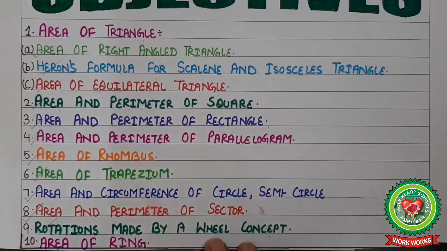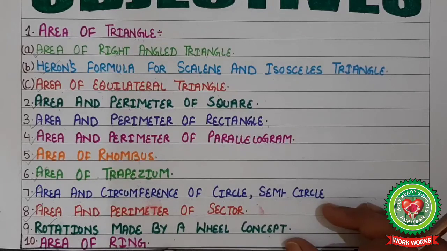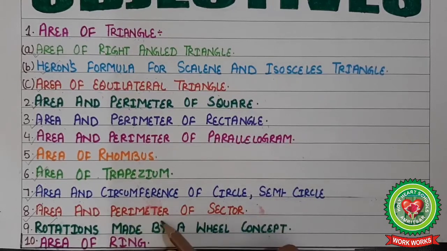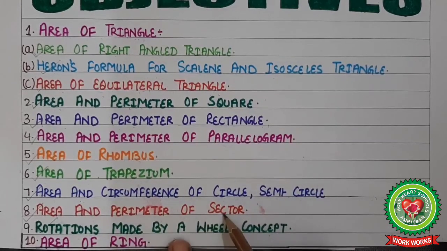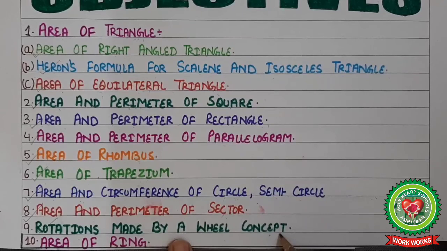Children, today we have done two concepts, that are area and perimeter of a sector and rotations made by a wheel. So children, I hope that these both concepts are clear to you and you will be able to solve the worksheets that has been sent to you in SNAP homework.